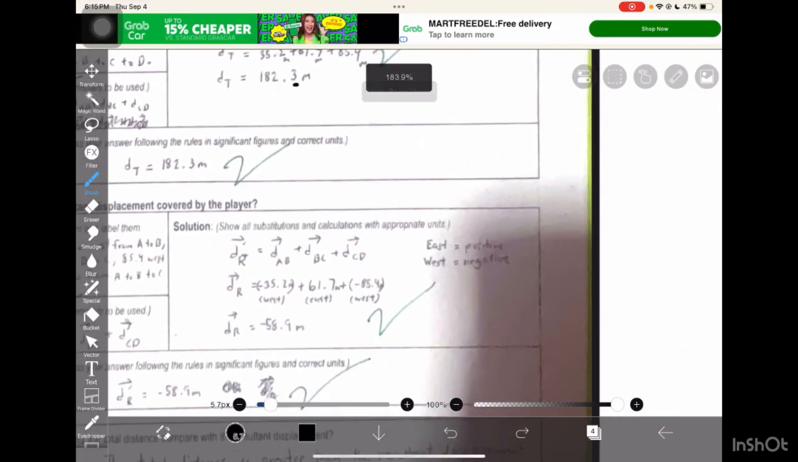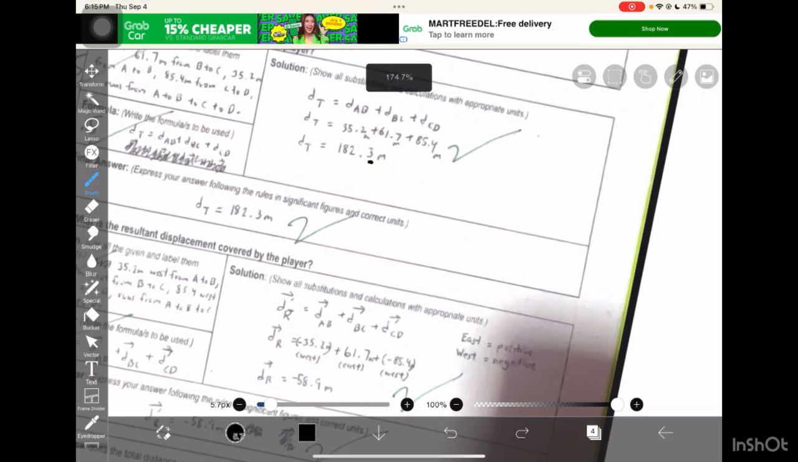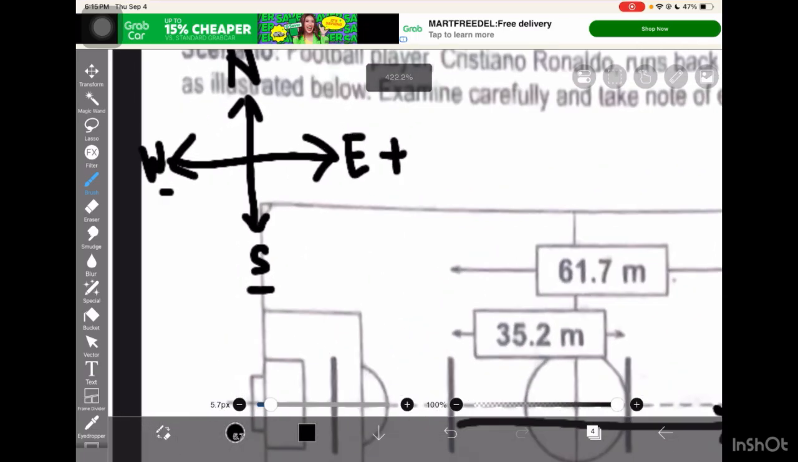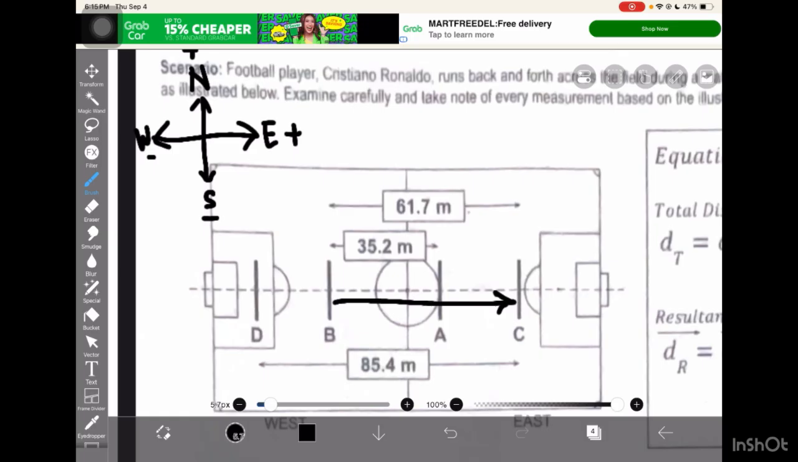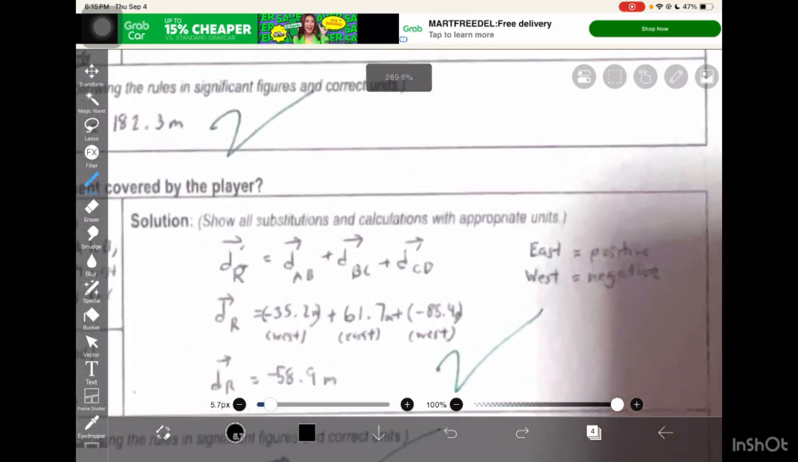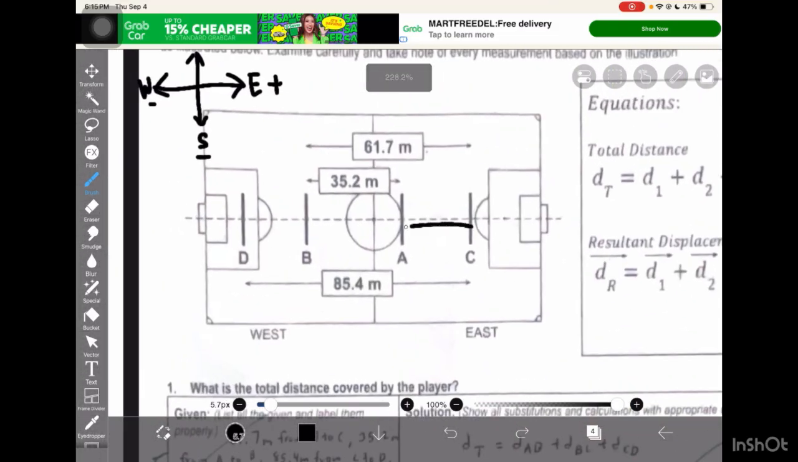Then we go back down here. We have BC. So B to C, 61.7 meters. Therefore, since it's east direction, as you could see over here, we could just put plus 61.7 meters. Lastly, we have CD. So C to D is going to the left or the west, which means 85.4 meters should be considered negative. So minus 85.4 meters.